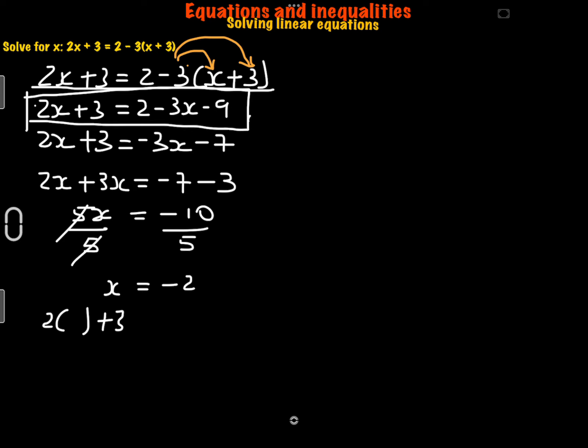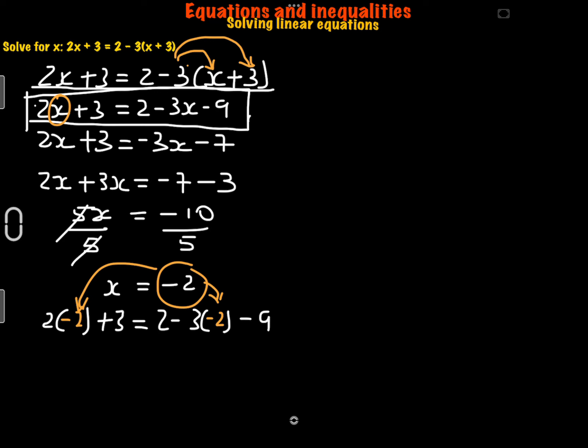So we have 2x plus 3 is equal to 2 minus 3 multiplied by x plus 3. By substitution, I'm going to use this x and substitute that into this equation, there and there. So we have negative 2 because that's what we have there. So we multiply by negative 2 there and multiply by negative 2. So what we want to have is an equation whereby the left hand side is equal to the right hand side.